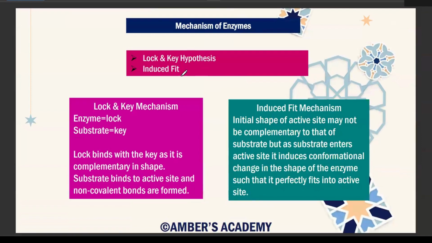Then we are already aware of the lock and key hypothesis, right? You already did this in your O levels. The new part is induced fit. So, a brief overview of the lock and key hypothesis: if you consider the enzyme as a lock and the substrate as the key, and the key binds with the lock, and they should be complementary in shape, then your substrate binds to the active site and non-covalent bonds are formed. So you need to now remember all the bonds that are forming between the two molecules. Okay? So you can easily explain this.